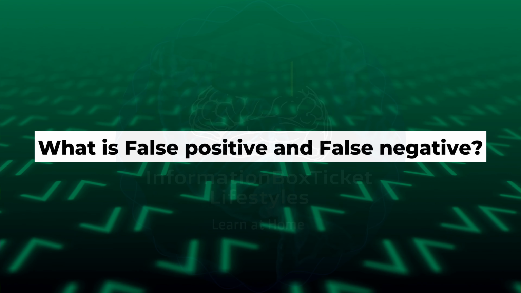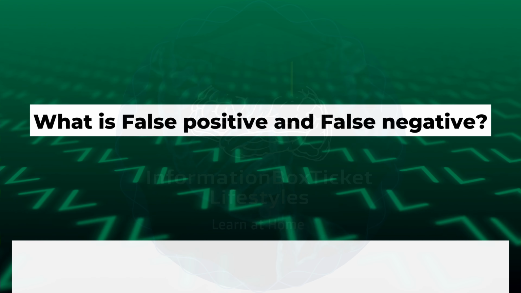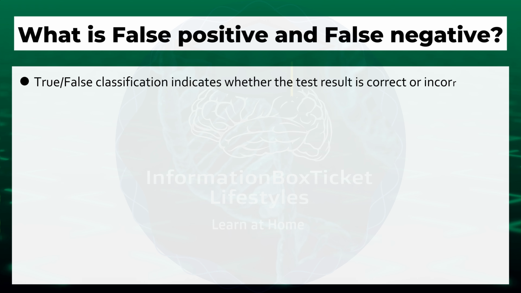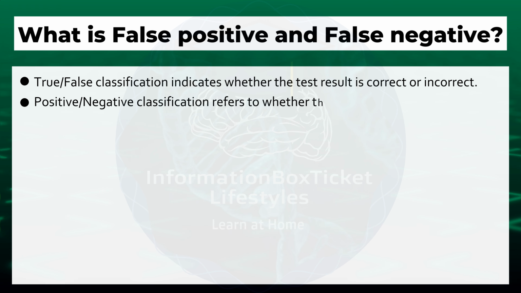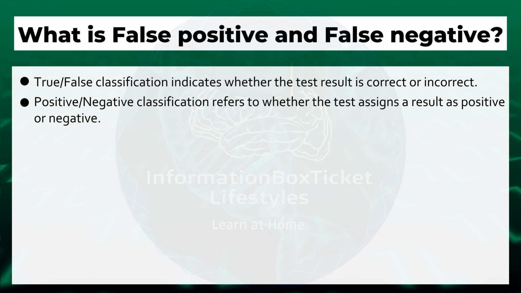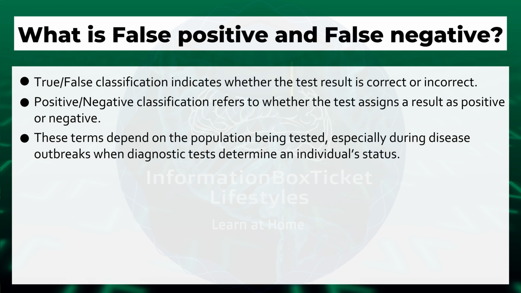What is false positive and false negative? True or false classification indicates whether the test result is correct or incorrect. Positive-negative classification refers to whether the test assigns a result as positive or negative. These terms depend on the population being tested, especially during disease outbreaks, when diagnostic tests determine an individual's status.